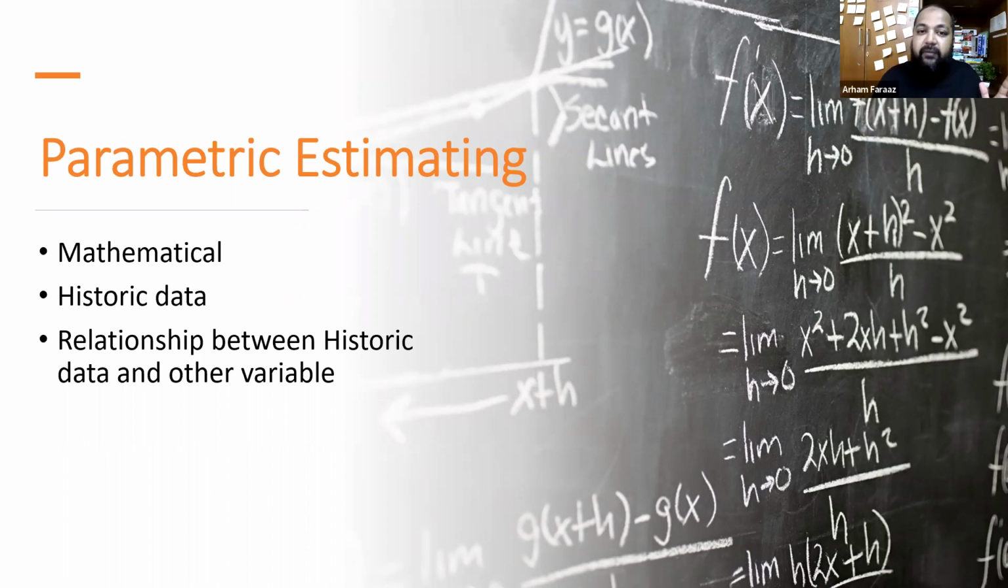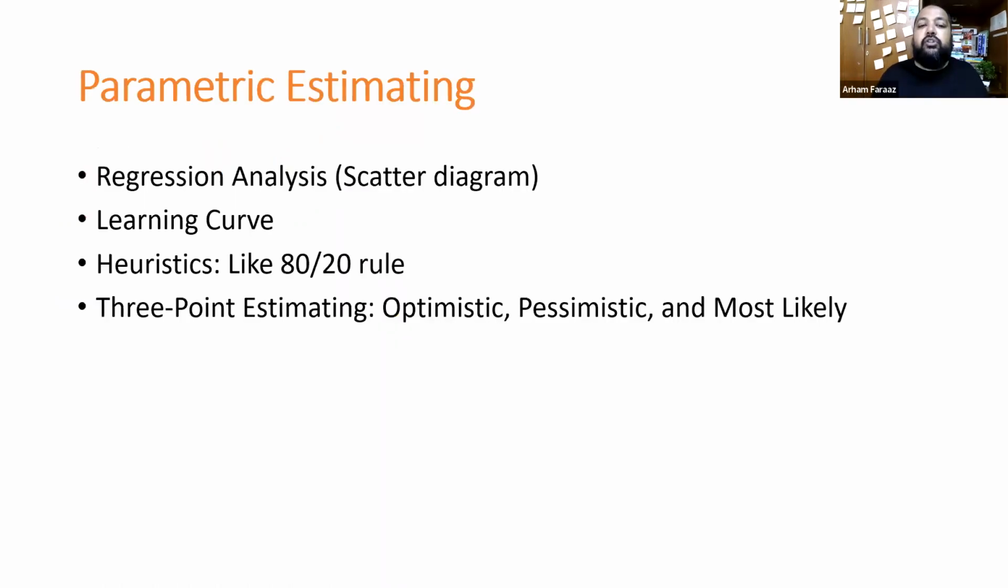In analogous estimating, we're not looking for any relationship, expert judgment just comes in. But in parametric estimation, two variables are there and there is a relation between the two variables. Clear? Let's go ahead. Parametric estimation has many more types. One of them is called regression analysis. Regression analysis is also called a scatter diagram, wherein we want to see the relation between two variables.